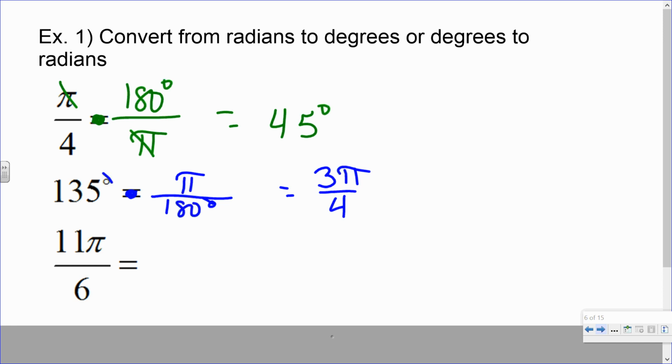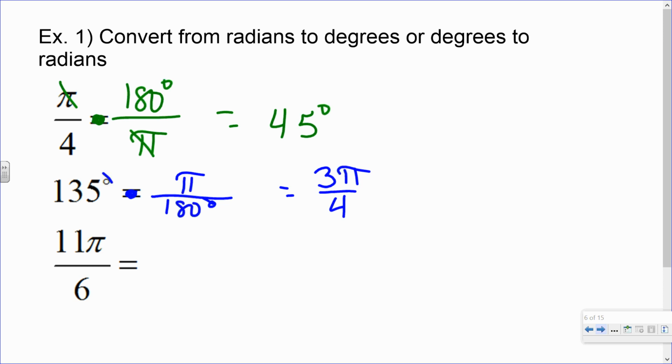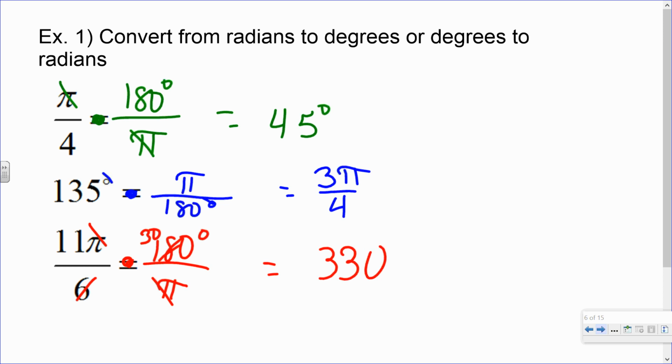And one last one of these. 11 pi over 6. That is in radians. So if we want to convert, we need the radians down in the denominator to cancel out. We want to end up with degrees, so we have the 180 degrees in the numerator. The pi's cancel. 6 goes into 180 30 times. 11 times 30 is 330. Are 330 degrees and 11 pi over 6 in the same position?